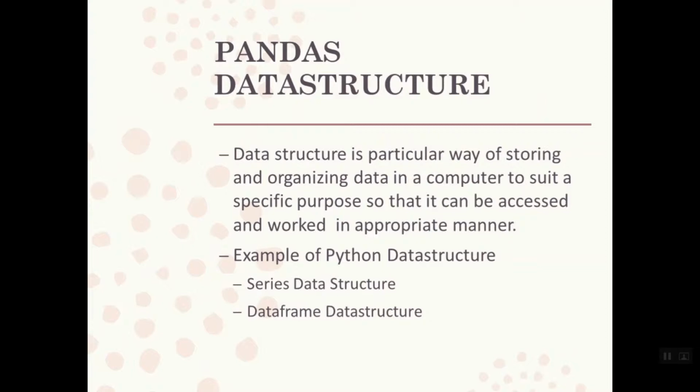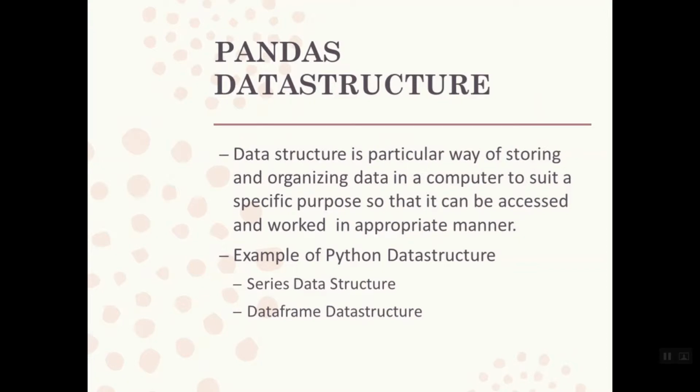So what is a series data structure? It is a one-dimensional array. Like an ndarray, it is also a one-dimensional array which has a single row or a single column. The two main components of the series data structure are the data, that is the array of data, and secondly the index associated with that array.